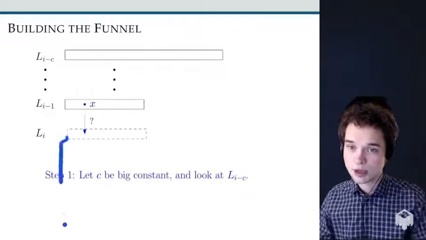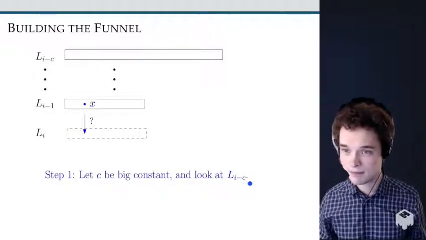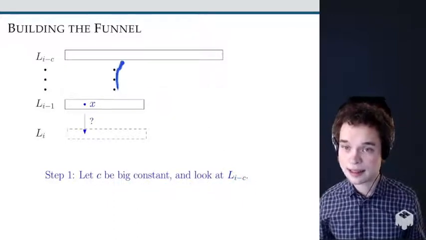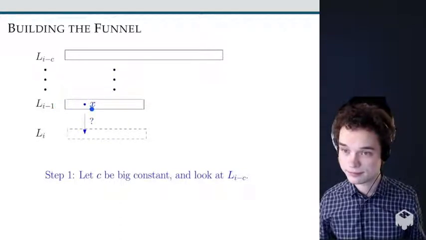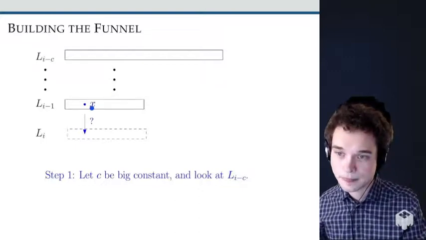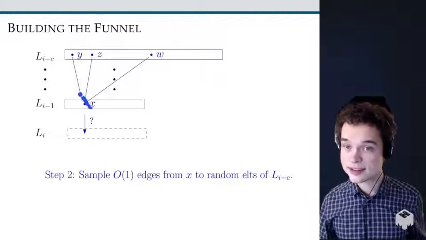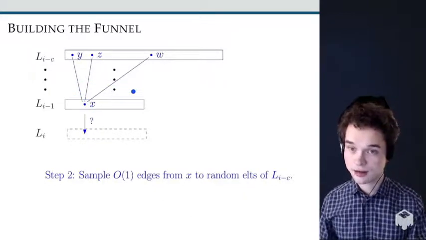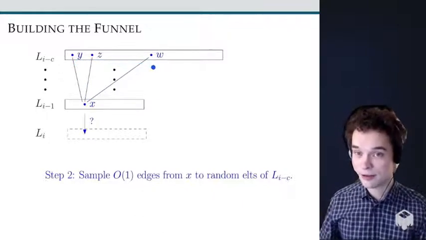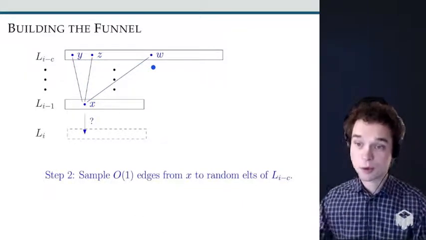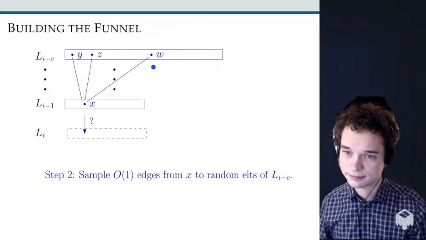First, we consider some big constant c, and we look at level L_{i-c}. That's the level that's c levels larger than the one that x is currently in. Then what we do is we randomly sample a constant number of edges in expectation from our vertex x to random vertices in level L_{i-c}. Here's where we're using the fact that we have access to random edges.